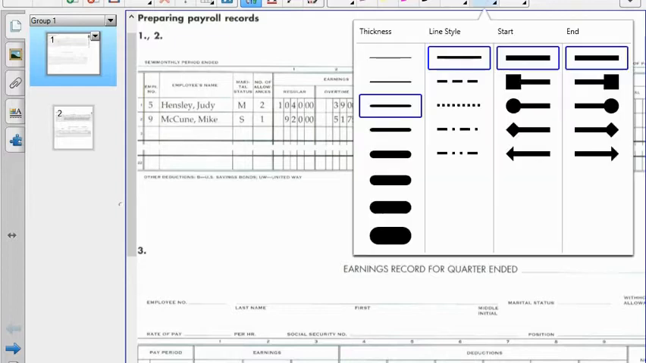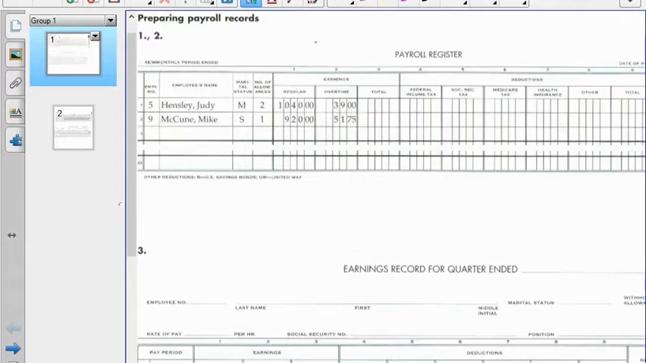So we'll start out here. Judy Hensley, married, she's earned $1,040 in regular earnings, $39 in overtime earnings. Her total earnings this pay period, $1,079. And Mike, $920 in regular, $51.75 in overtime. Mike's earnings are $971.75.